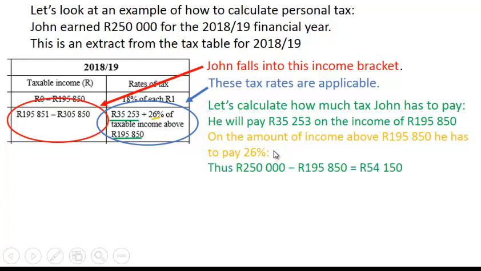So we have to calculate on which amount of income he has to pay 26%. So we take 250,000 Rand and we subtract that 195,850 from that, and that gives us 54,150 Rand. Now we calculate 26% of that income. So 26% of 54,150. So how do we calculate that? 26 divided by 100 times 54,150, and that will give you 14,079 Rand.